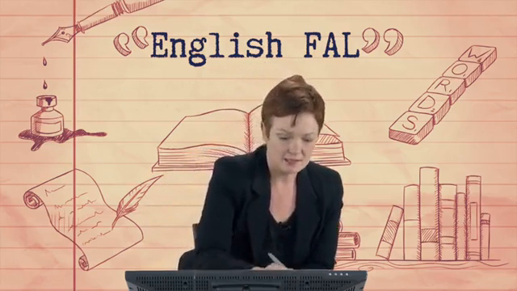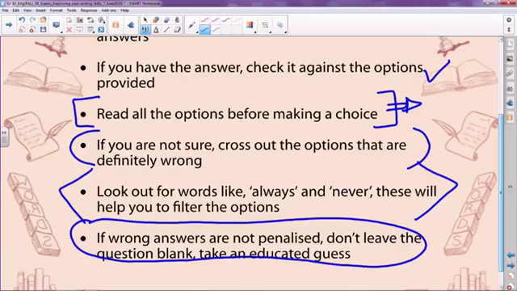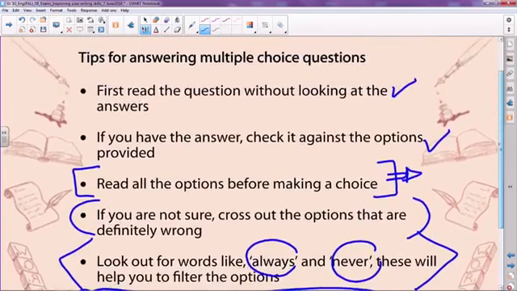Then let's go back to the second last point. Look out for keywords like always and never, because sometimes these can help you either cross out what is definitely wrong, or select something that you know is more likely to be right. So these are some of the guiding tips that you can use when you answer your multiple choice questions.